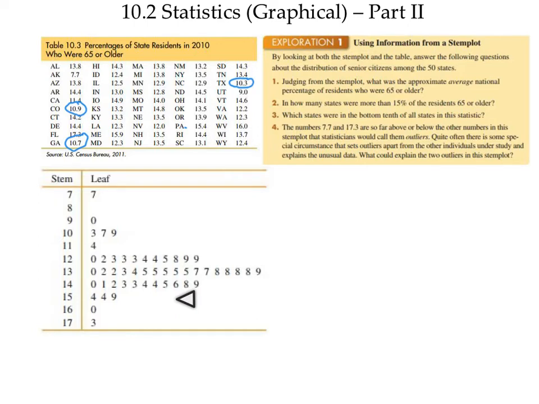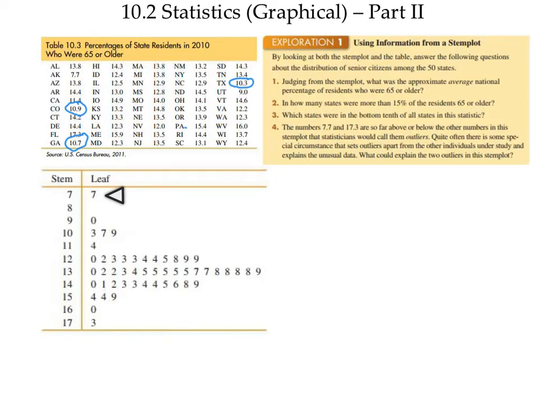Which states were in the bottom 10th of all states in this statistic? Well, there are 50 states, so the bottom 5 would be these, and now we could look back up into the table and see which states those were. I know one of them is Alaska, which is this low figure right here.